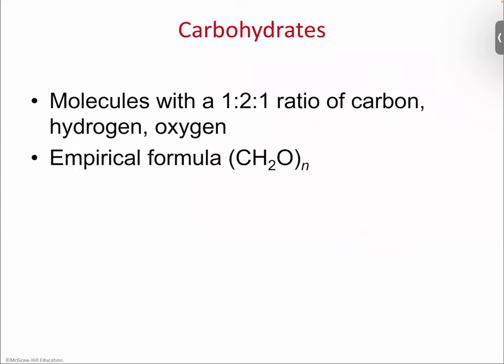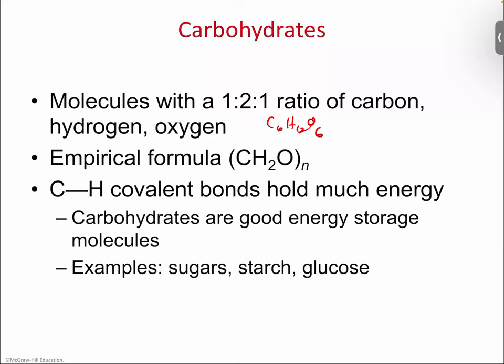Okay, let's take a look at carbohydrates. So in carbohydrates, basically what we have is a molecule that has a common 1:2:1 ratio of carbon, hydrogen, oxygen. We saw that, didn't we? Right? C6H12O6, 1:2:1. That's a very common carbohydrate formula. Oftentimes those numbers may change, but ultimately that's how you know you have a carbohydrate on your hands. The other thing about carbohydrates is they're rich in carbon-hydrogen bonds.